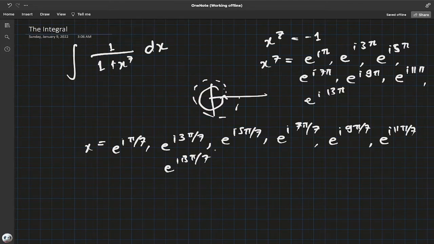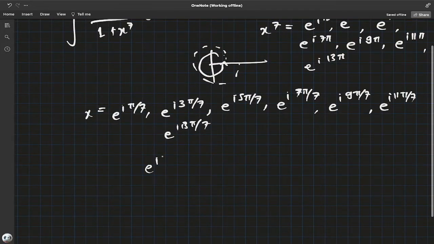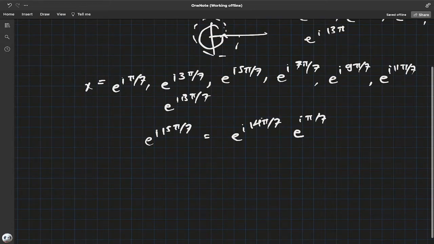If we didn't know the fundamental theorem of algebra, and we took 15 pi over 7, for example, which is what you get if you add another 2 pi to 13 pi over 7, you can write this as e to the i 14 pi over 7 times e to the i pi over 7. 14 pi over 7 is e to the i 2 pi. E to the i 2 pi is 1. This just becomes 1, and you basically return back to where you started.